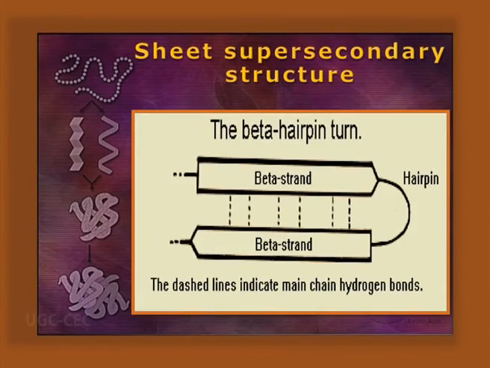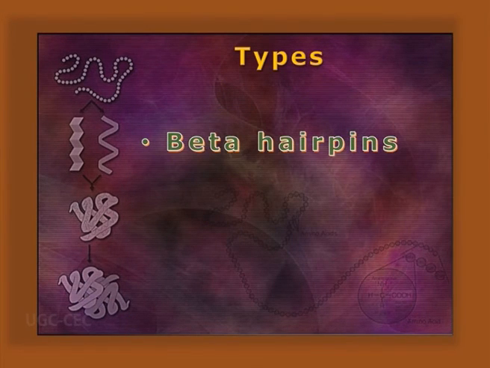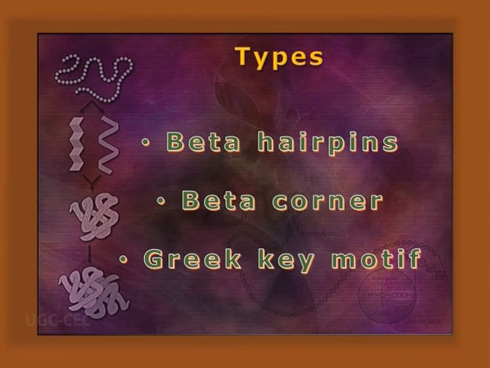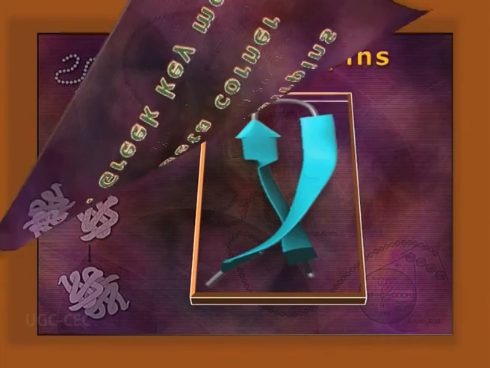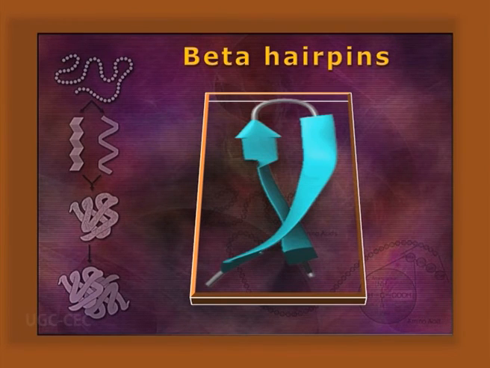Next, sheet supersecondary structure is exclusively made by beta strands or beta sheets. Types, it includes beta hairpin, beta corner as well as Greek key motif. The first one, beta hairpins. Sometimes it is also called beta meander. Here 2 anti-parallel strands are joined by either a loop or a turn. So, if it is very short, it is joined by the beta turn. You can follow the presence of glycine in one anti-parallel strand, and to remove the steric hindrance on the other side, the beta bulge is present.